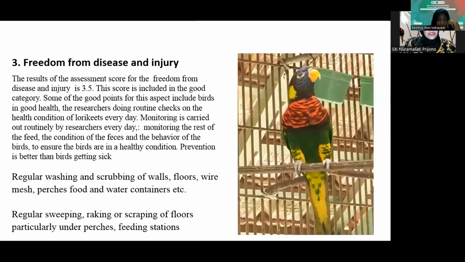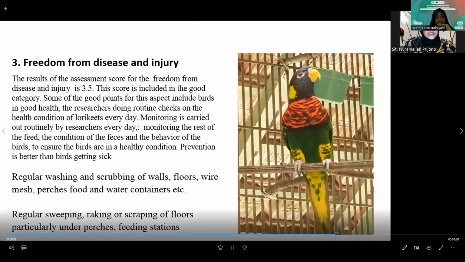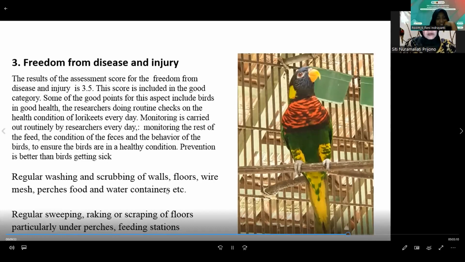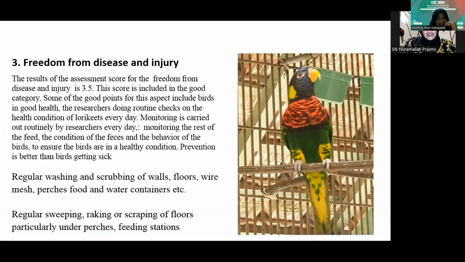The third aspect of animal welfare is freedom from disease and injury. The assessment score is 3.5, included in the good category. Some of the good points for this aspect include birds in good health. The researchers do routine checks on the health condition of the lorikeets every day, monitoring the leftover feed, the condition of the feces, and the behavior of the birds to ensure the birds are in healthy condition.